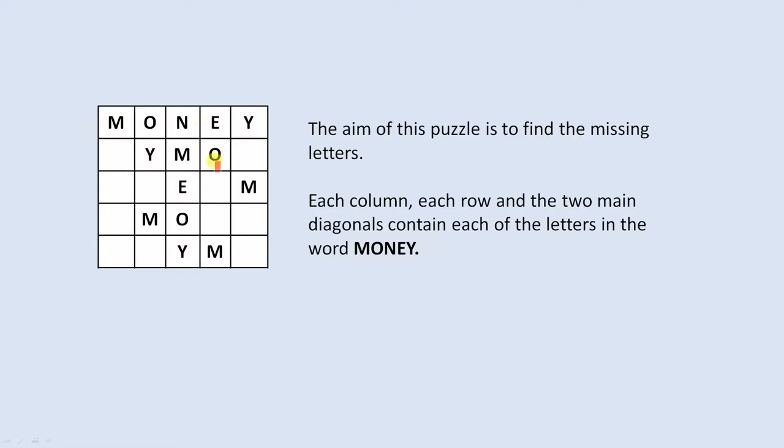So if you go across the 5 rows, the 5 columns and the 2 diagonals, when the puzzle is solved, all the letters are contained in each column, each row and the 2 main diagonals. So you can pause the video now if you wish and see if you can solve the puzzle. I'll go on now and we will look at the solution. But here's your chance to pause right now.